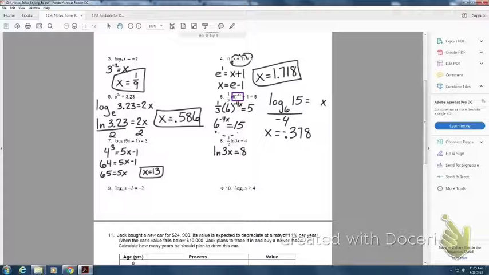If it is natural log, what is my base? E. So I'll have e to the power of what? 8. Equals. And then how do I get x by itself?